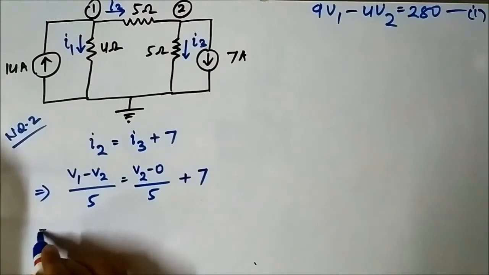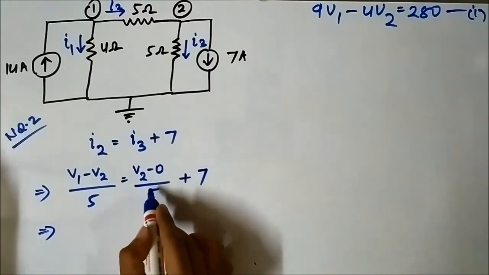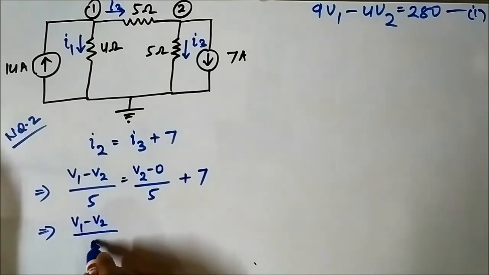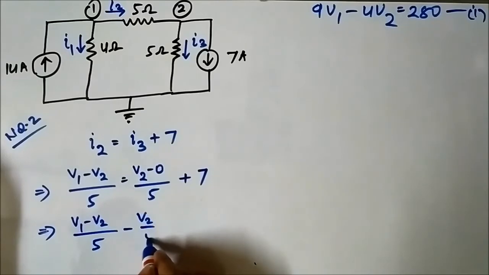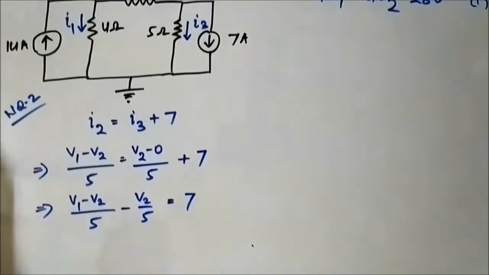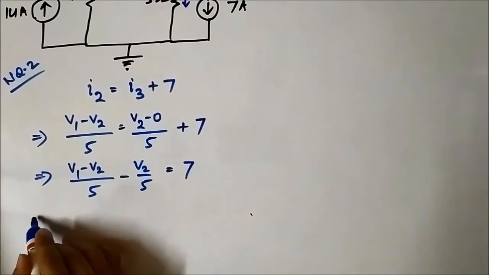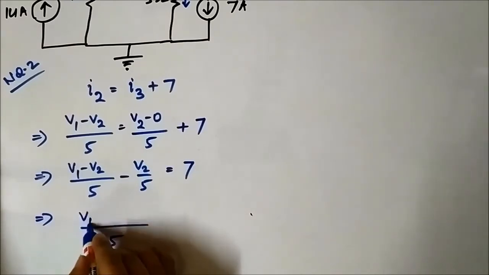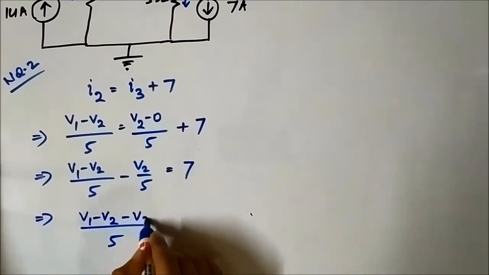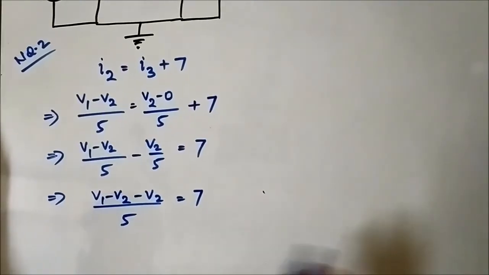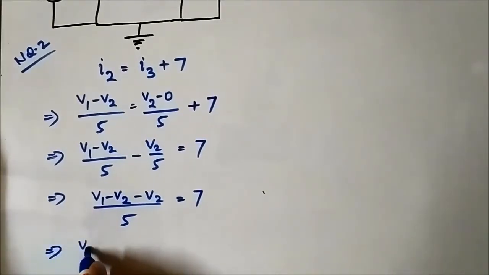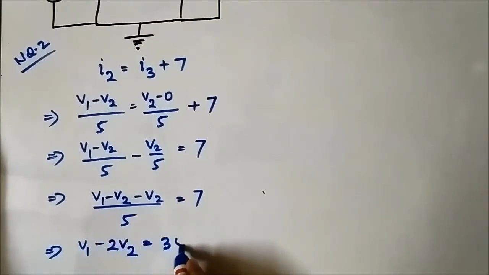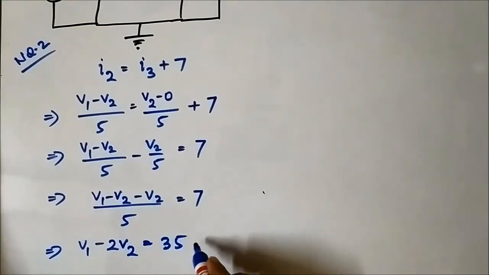Now let us take this V2 by 5 and move it to the LHS. So V1 minus V2 by 5 minus V2 by 5 is equal to 7. The LCM here is 5 because both the denominators are 5, so it is V1 minus V2 is equal to 7. That implies V1 minus 2V2 is equal to 35.